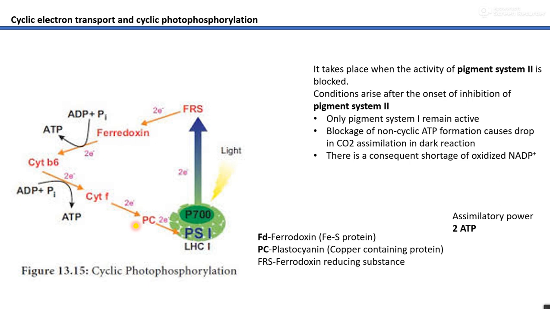Here the electron ejected from the P700 molecule falls back to the same photosystem, so the process is known as the cyclic electron transport chain. The phosphorylation that happens here is known as cyclic photophosphorylation. The assimilatory power formed here is in the form of two ATP molecules.